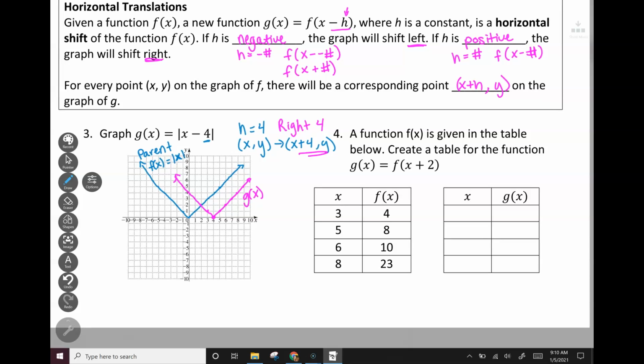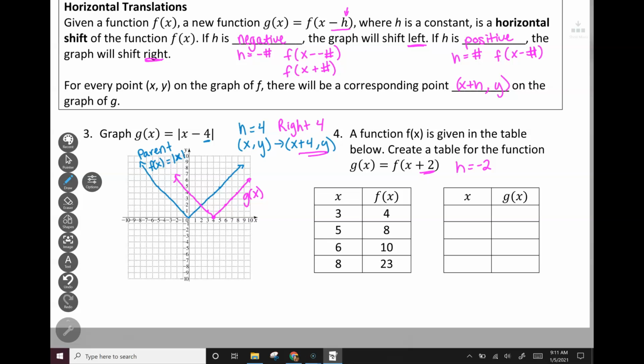Okay, looking at a table, a function f of x is given in the table below. Create a table for the function g of x equals f of x plus 2. So this is your h value. Remember, it was x minus h, but now it became a plus. How did it become a plus? Because h equals negative 2. So x minus negative 2 would give you the x plus 2 in the middle.